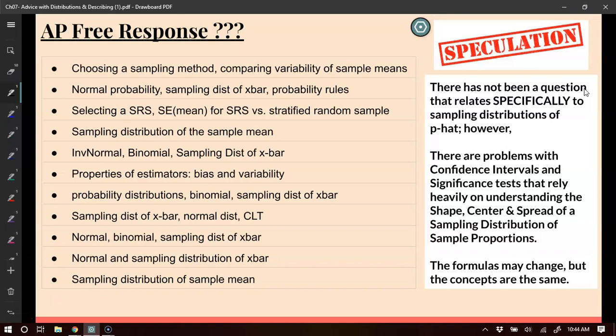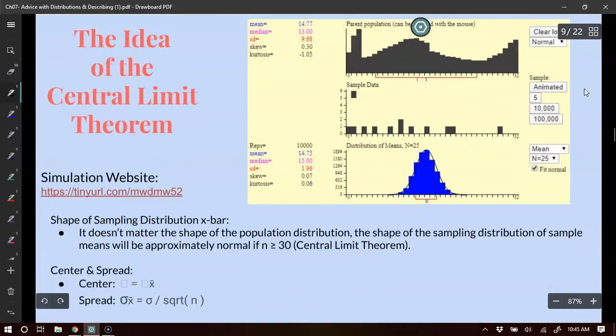So there was no free response question dealing specifically with the sampling distribution of p hats. It was in questions that deal with chapter 8, chapter 9, chapter 10 with confidence intervals and significance tests with p hats on it. So it's still there, but not specifically with chapter 7. So let's go to X bars.